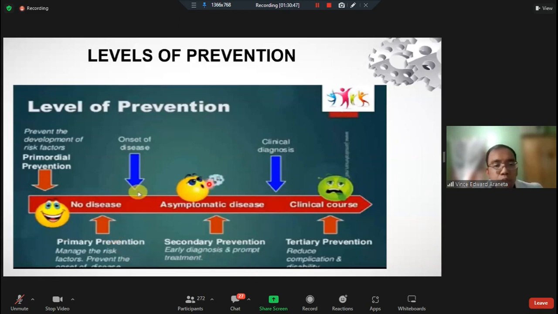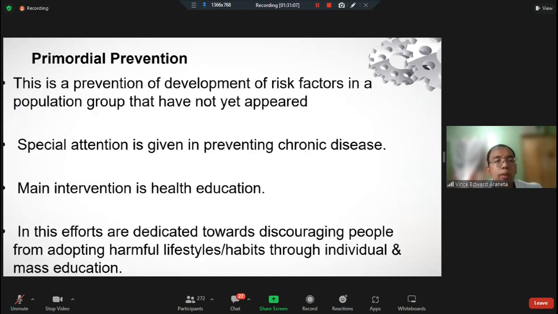Secondary prevention is early diagnosis and prompt treatment. That's the only thing that you have to remember. And tertiary prevention is to reduce complication and disability. Examples would now stem from these short or highlighted definitions. Let's start first with primordial prevention. Actually, primordial prevention aims to prevent future disease by influencing its social determinants.